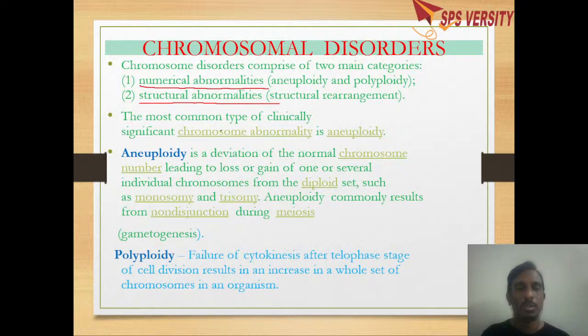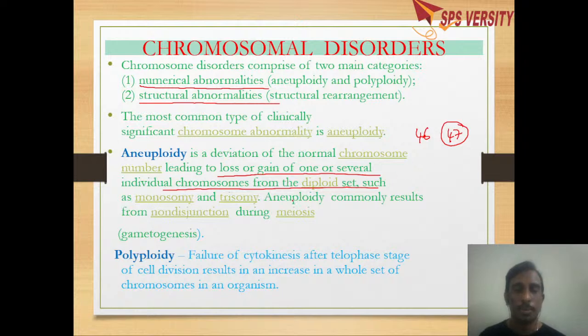So here, if you see, the most common type is numerical abnormality. Numerical means there is a change in chromosome number. Like you can see, there is aneuploidy, where it leads to loss or gain of one or several individual chromosomes from the diploid cell. So if you take, for example, humans have 46 chromosomes, and in one pair, instead of two, they have 3. That is, it leads to trisomy. That means 47 chromosomes instead of 46.